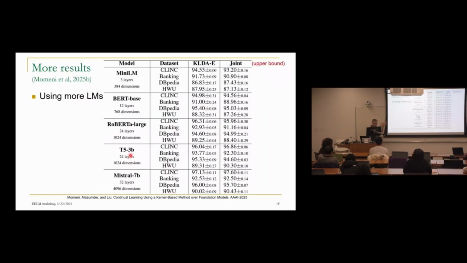And this is for the BART base. Obviously, there are so many language models, and we tried all those things. And this is the bigger one, Mistral 7B and this T5 3B. And so you pretty much match the result. Can match the upper bound result.